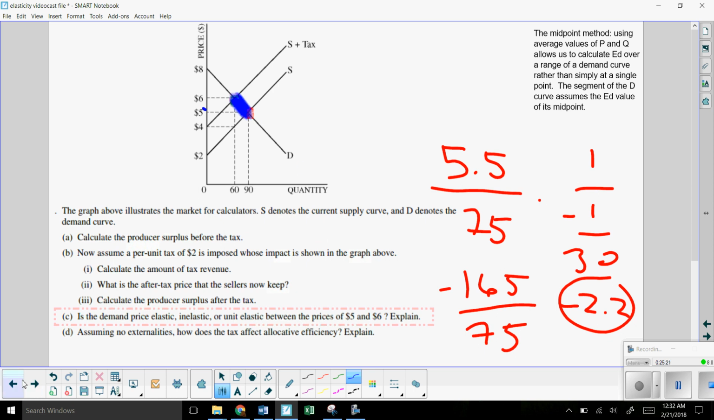That's a great way to solve that problem, and it illustrates the importance of that midpoint method as well. I got 5.5 just by averaging 5 and 6, and 75 by averaging the Q values and using those in my P over Q times 1 over slope formula.